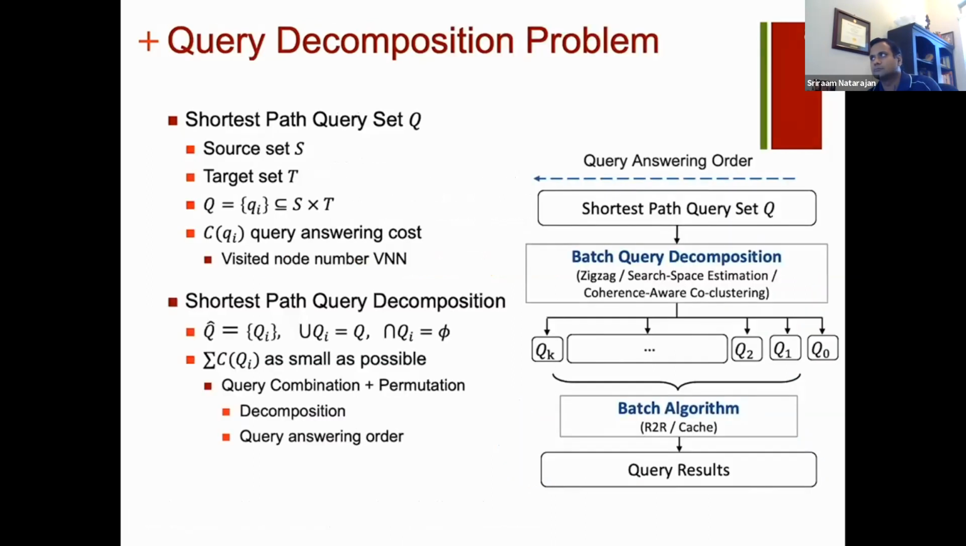Here is the framework of this work. We have a large query set, and we propose three batch query decomposition methods to decompose this large query set into several small subsets, and then we feed these smaller subsets into some batch algorithms. In this case, we have two of them, and get the results. So the problem we identify here is how to decompose this large query set into smaller sets such that they can share the computation as much as possible. In other words, how to reduce the cost of answering them as much as possible.